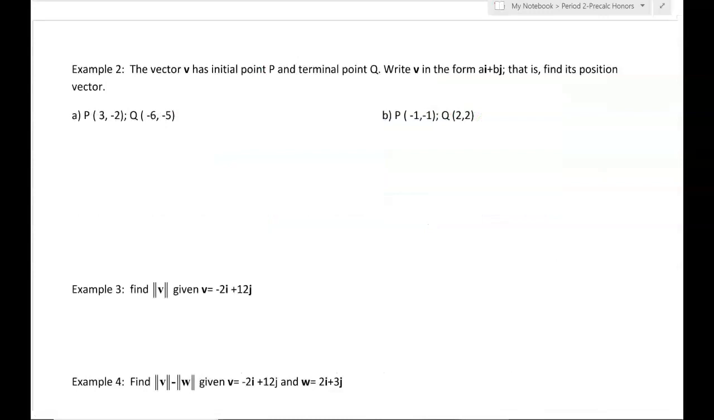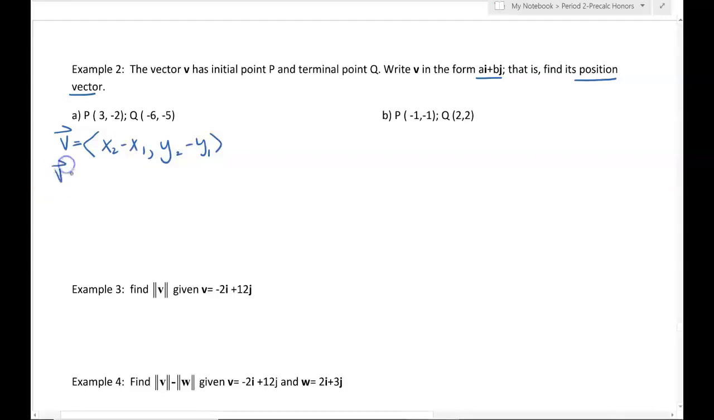Example 2 says the vector v has an initial point p and a terminal point q. Write vector v in the form ai plus bj, that is, find its position vector. So ai plus bj is the same thing as finding its position vector. The first thing we want to do is find vector v by taking x2 minus x1 and y2 minus y1. That's the same thing as saying a2 minus a1 and b2 minus b1.